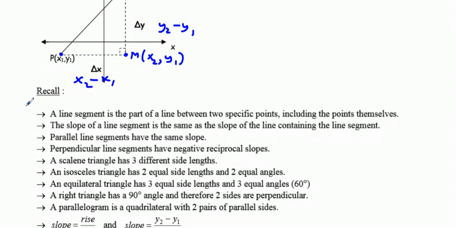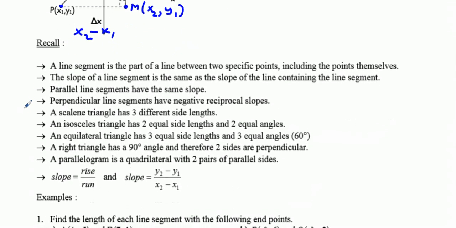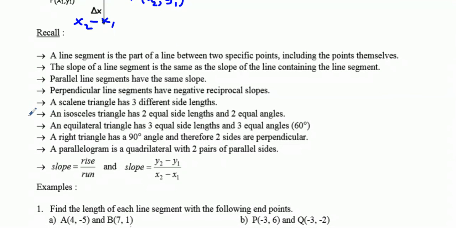Let's see if we can use it in some examples. Now let's just go quickly through some prior knowledge. A line segment is a part of a line between two specific points, including the points themselves. Check. You should know that. The slope of a line segment is the same as the slope of the line containing the line segment. Check. Parallel line segments have the same slope. Again, we've discussed that. Perpendicular line segments have negative reciprocal slopes. You know that from last lesson.